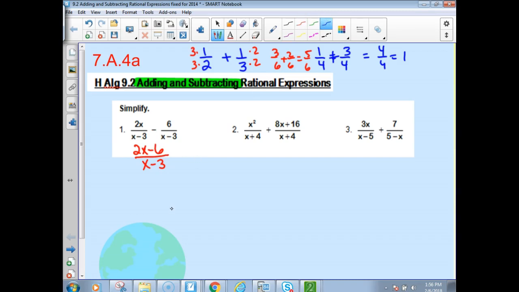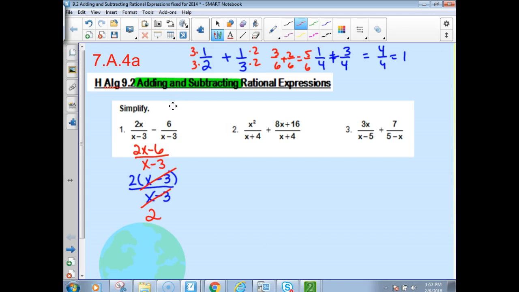Okay. Then you would factor the numerator: 2 times x minus 3. And then we have an x minus 3 on the bottom. And then the x minus 3s would cancel because they match identically. So this answer would be 2.